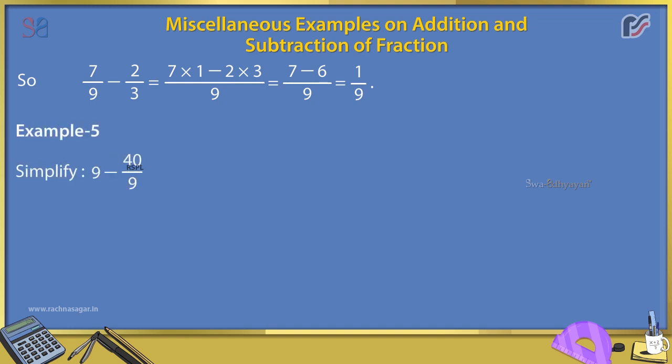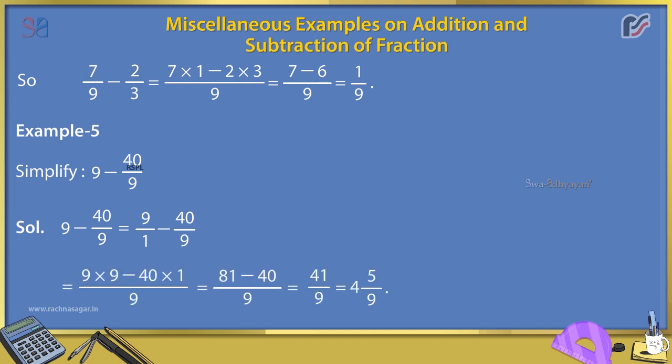Example 5. Simplify 9 minus 40/9. Solution. 9 minus 40/9 is equal to 9/1 minus 40/9, which is equal to (9×9 minus 40×1)/9, which is equal to (81 minus 40)/9, which is equal to 41/9, which is equal to 4 and 5/9.